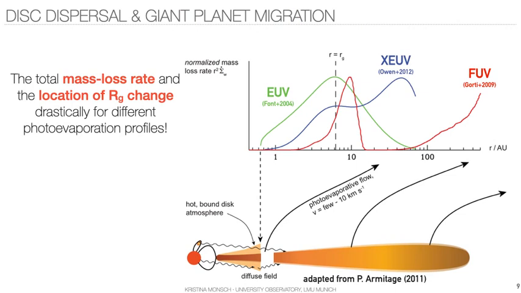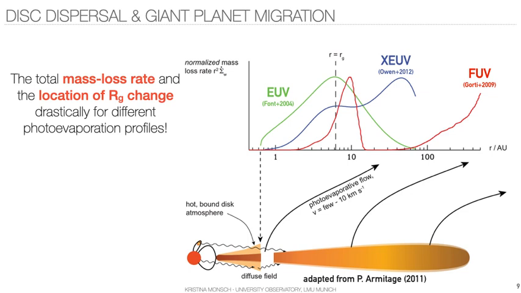So here in the top right, I'm showing you a plot of the normalized mass loss rates of 3 different photoevaporation profiles as a function of the distance to the central star. And you see that the EUV profile is mostly efficient in the inner disk and peaks close to the gravitational radius, while the X-rays can penetrate the disk deeper and therefore remove the disk more efficiently on a larger scale. FUV photoevaporation is mostly efficient in the outer parts of the disk and therefore especially considered to be important in dense stellar clusters, for example.